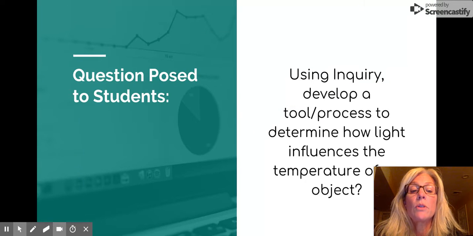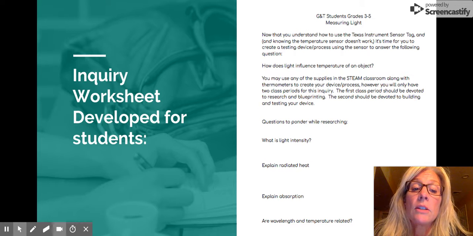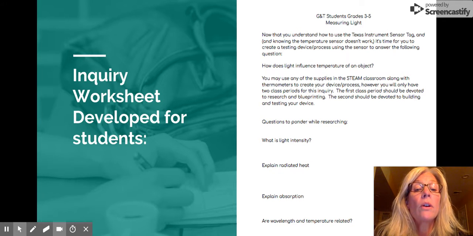So the question that I posed to my students using inquiry: develop a tool or a process to determine how light influences temperature of an object. When the students came in, I handed them the Texas Instrument sensor tag, and I let them know how it worked and let them play with it for a few minutes. And then I gave them the question of how does light influence temperature of an object. I told them that they could use any of the supplies in the classroom, and I wanted them to create a device or a process that would answer the question that I just posed to them.